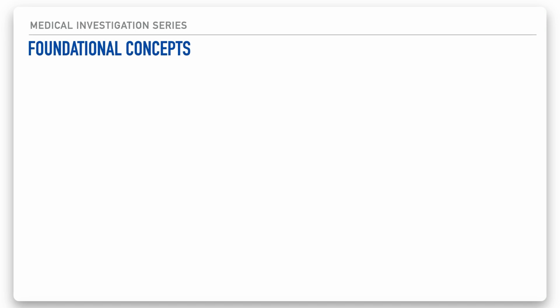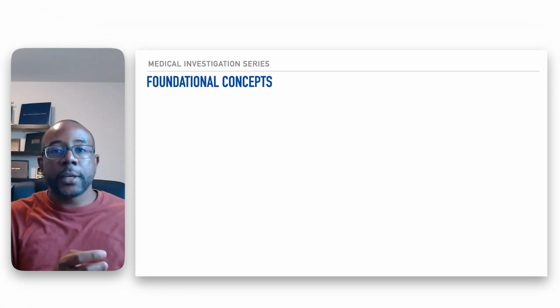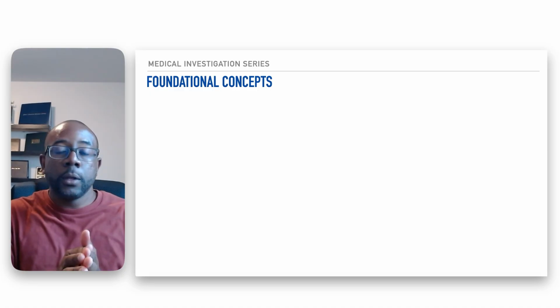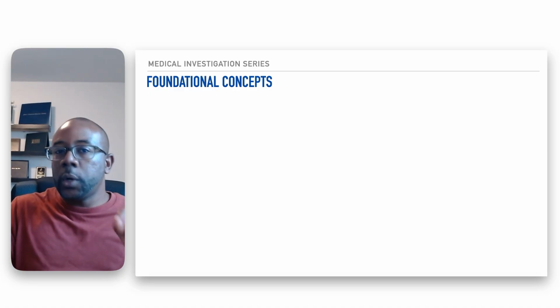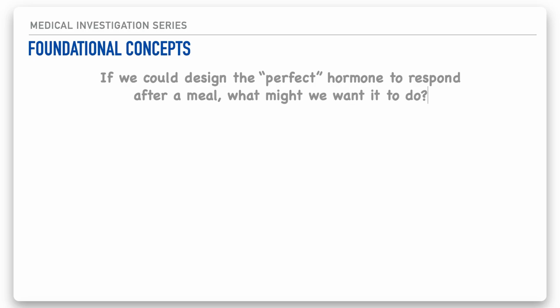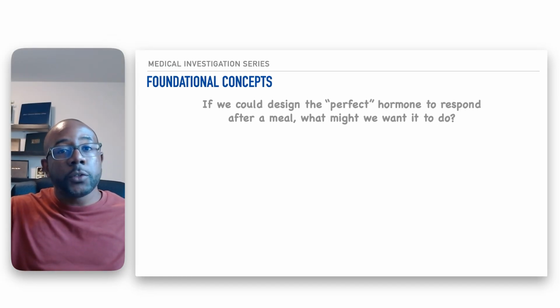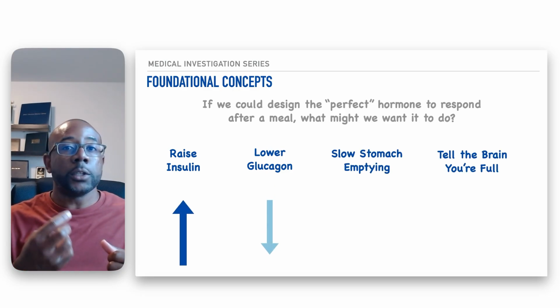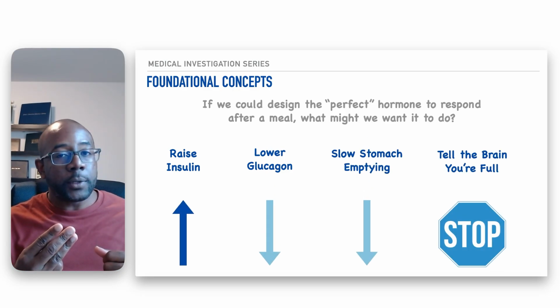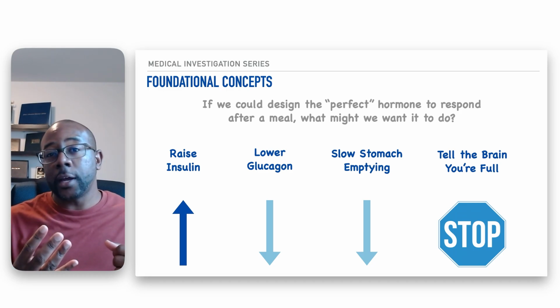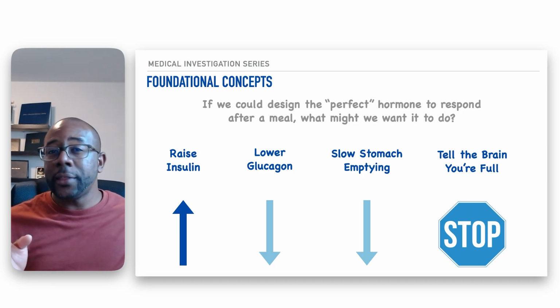Now, one of the things you may be familiar with is that each of the medications we've referenced are referred to as GLP-1s, and we'll talk about what this stands for and what it means in just a moment. But before we get there, let's explore a question together. If we could design the perfect hormone that responds right after we've eaten a meal, what might we want it to do? Well, specifically, we want it to do four things in particular. We want it to raise insulin, lower glucagon, slow stomach emptying, and we want it to tell our brains that we're full. So let's talk about why that's the case.